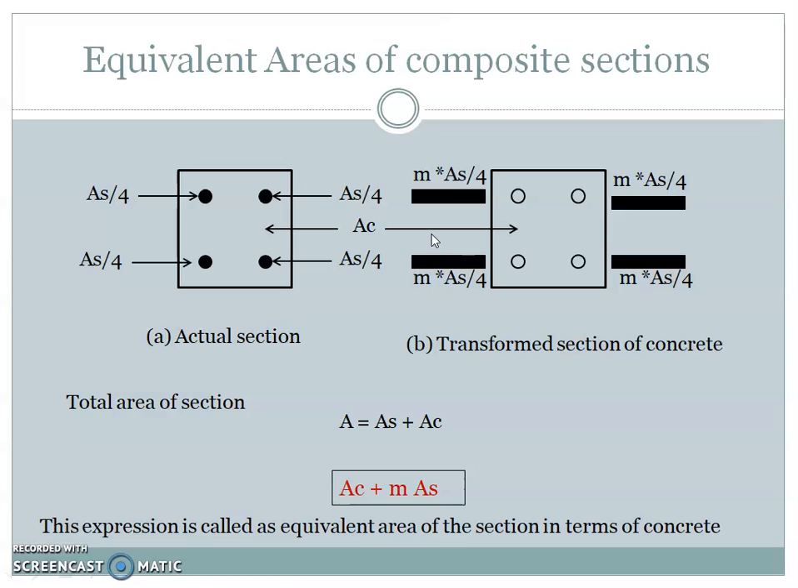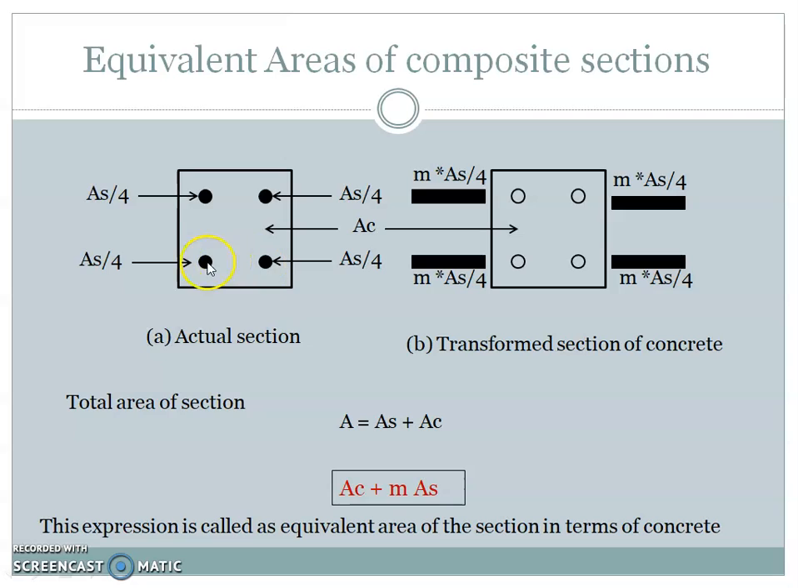Now we learn a small concept, the equivalent areas of composite sections. Composite sections are sections made using two materials. Here is a simple beam cross section, or you can consider a column, because I have shown the reinforcement in 4 corners. This is a cross section of a column with 4 bars. These are the steel bars that are provided.